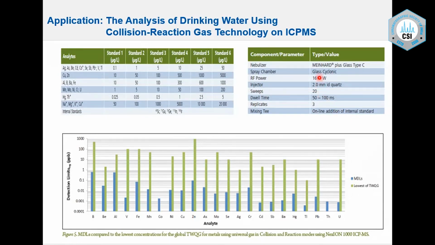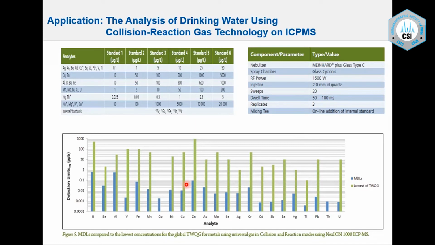It was done on a concentric nebulizer to get high aspiration and high throughput. And this is the dwell time used, from 50 ms to 100 ms. So this dwell time is also important when you do the analysis, because of the instrument's capability. If you have lower dwell time capability, the scanning happens very fast so that you do not miss any analyte and get higher sensitivity.